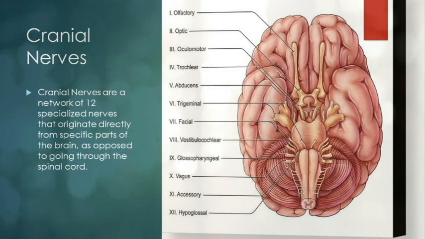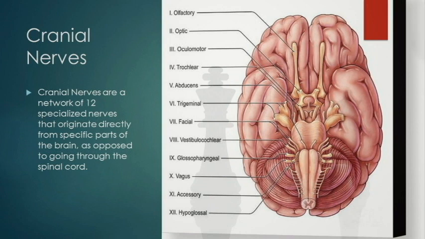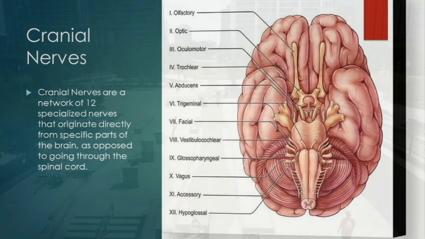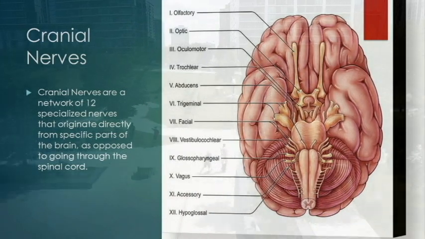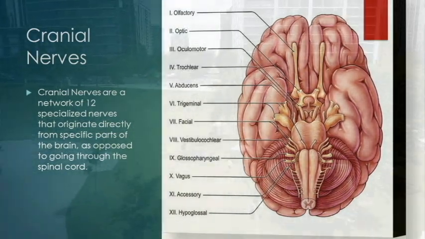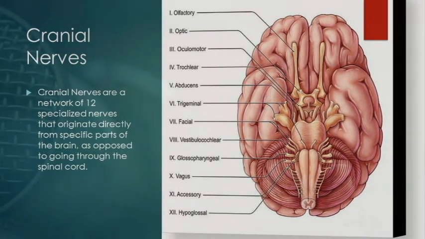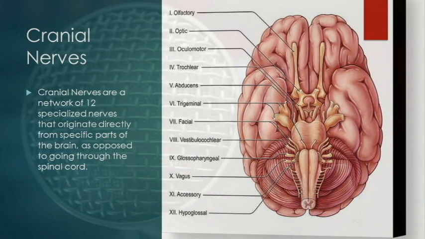Then we have our vagus nerve, which is cranial nerve 10. And that is both a motor and sensory nerve, and it's involved in a wide range of functions, including controlling heart rate and digestion and various involuntary muscles. Then we have the accessory nerve, which is cranial nerve 11. That's a motor nerve, and it controls muscles involved in our head and shoulder movement. And then finally, our hypoglossal nerve, which is cranial nerve 12, is a motor nerve, and it controls the muscles of the tongue, enabling speech and, of course, swallowing.